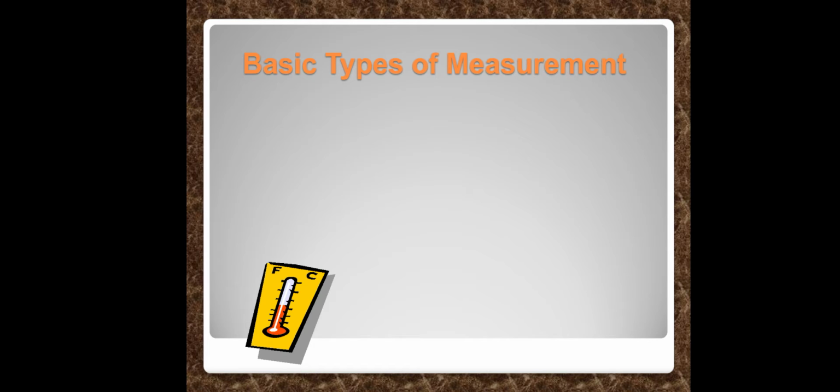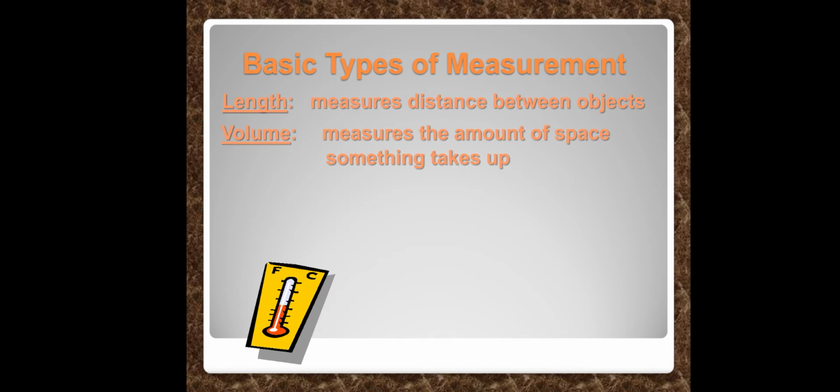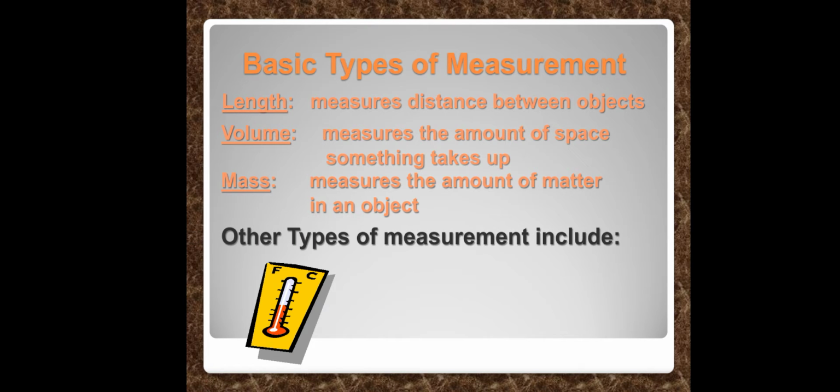Basic types of measurement. Length measures distance between objects. Volume measures the amount of space something takes up. Mass measures the amount of matter in an object. Other types of measurement include time, temperature, density, and pH.